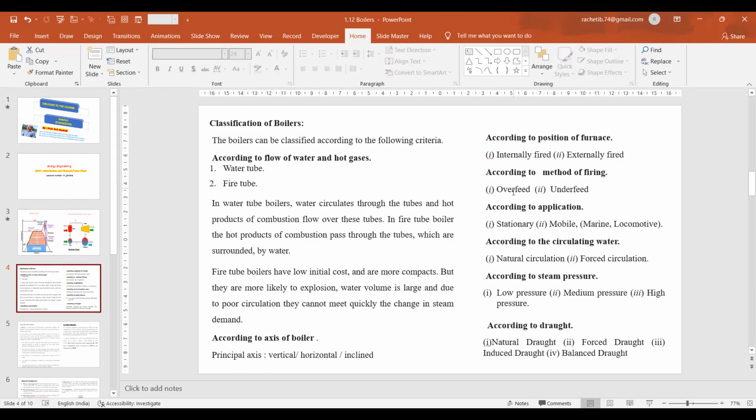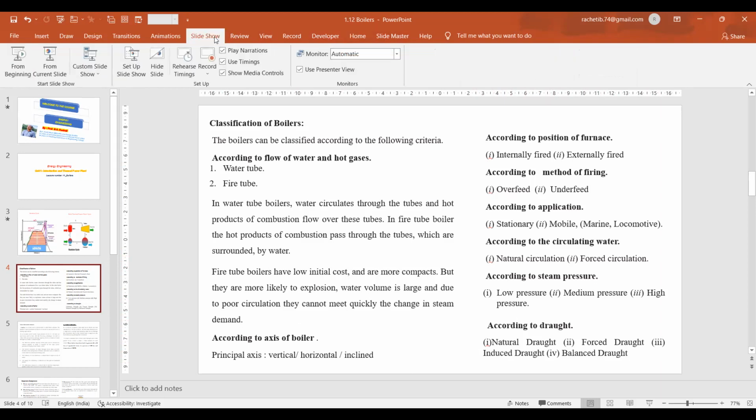According to the method of firing, we have seen in last classes: overfeed, underfeed. According to application: stationary, mobile. Mobile means marine and locomotives in earlier steam engines, you can say trains. According to the circulating water: natural circulation, forced circulation. According to the steam pressure: low pressure, medium pressure, high pressure. And according to the draft: natural draft, forced draft, induced draft, balanced draft. You have already studied these, that's why I'm not showing. I'm going a little fast.